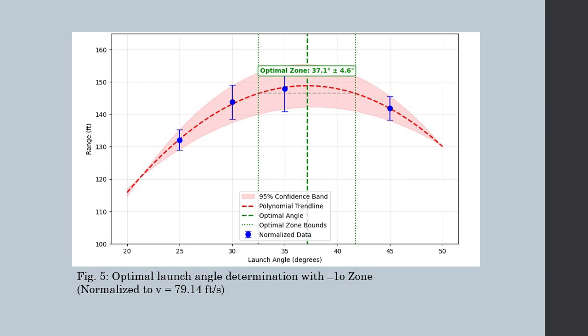To identify our optimal angle, we normalized each dataset about the mean initial velocity as recorded from our chronograph, which was 79.14 feet per second. Then a line of best fit was generated to predict the optimal launch angle within our chosen confidence interval of 95%. To define the optimal zone, a second-order regression was performed to solve for the angular width at which the range dropped by the standard error of the mean across all angle groups. This wide interval demonstrates that the system is highly insensitive to angle adjustments within the optimal zone, a finding confirmed by the width of our confidence bands.